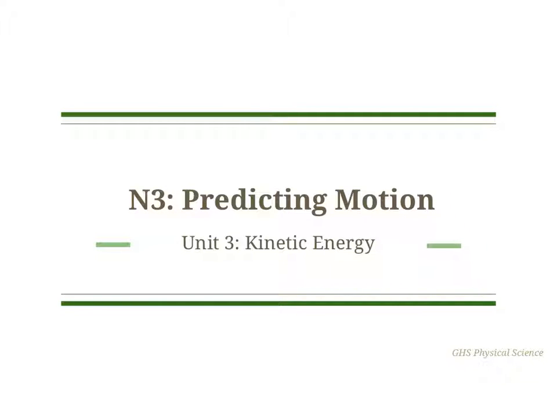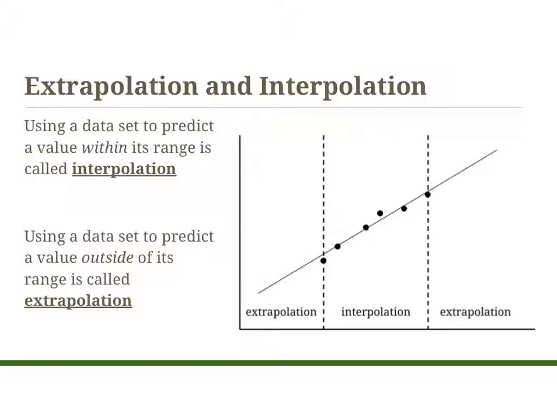All right, so today's lecture is about predicting motion and using the velocity formula to allow us to calculate different positions on a graph. There are a couple of terms that we need to understand. The first one is interpolation, and interpolation is using a data set to predict a value within its range.